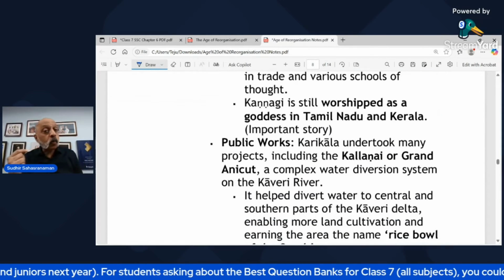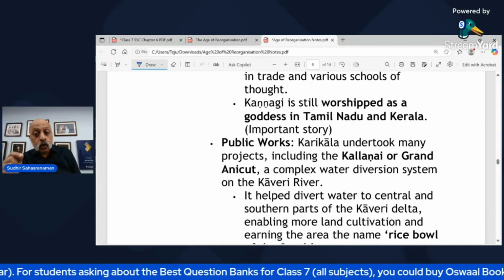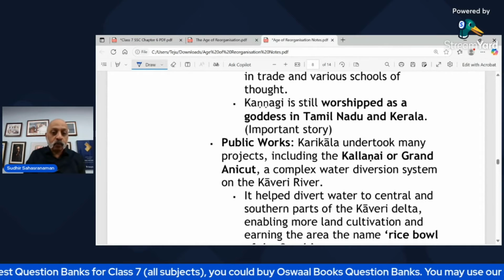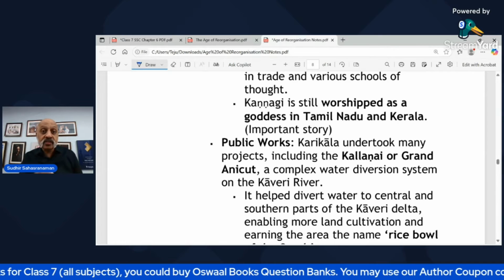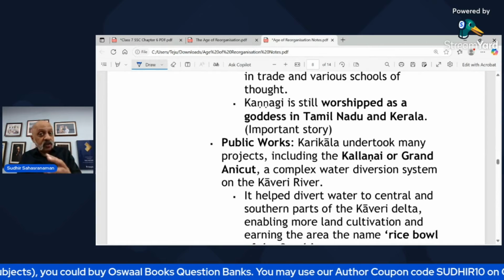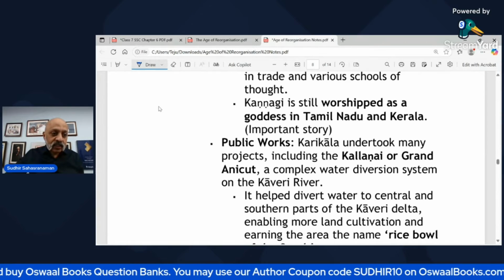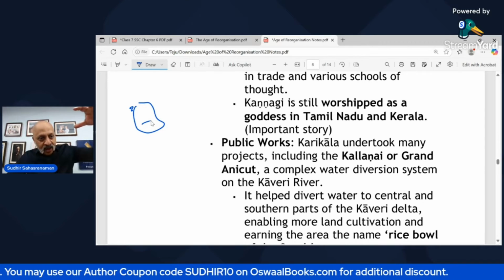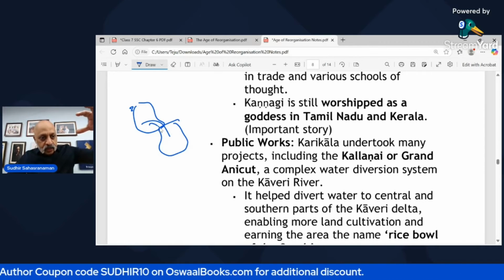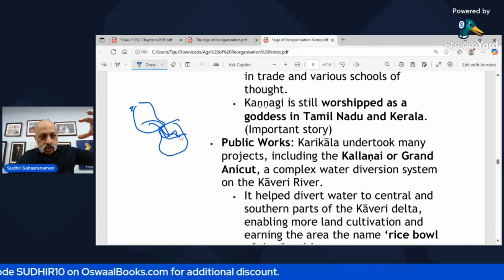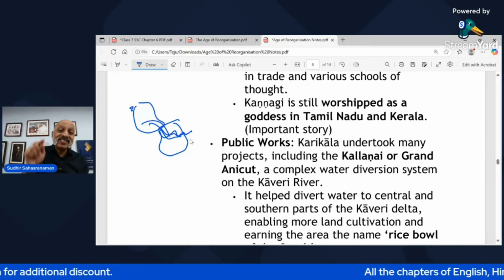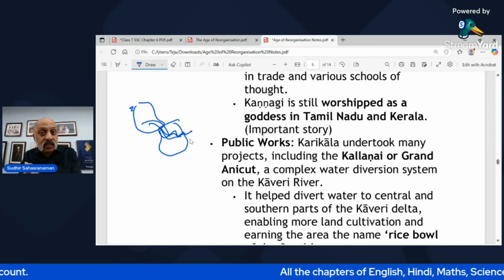So Karikala undertook many projects, including the Kallanai or the Grand Anicut, which is still very, very popular. It is a water diversion system on the Kaveri River. The Kaveri River, if you know, starts from Karnataka. Karnataka is the upper riparian state, and from Karnataka, it comes into Tamil Nadu, and it flows through different parts of Tamil Nadu, and it is very important for the rice cultivation, paddy cultivation in Tamil Nadu.